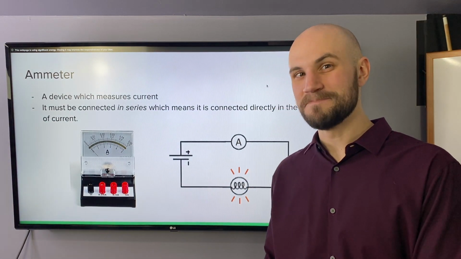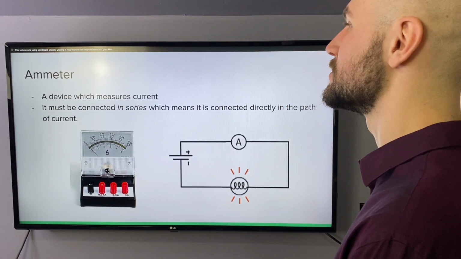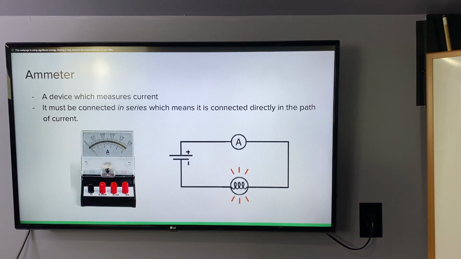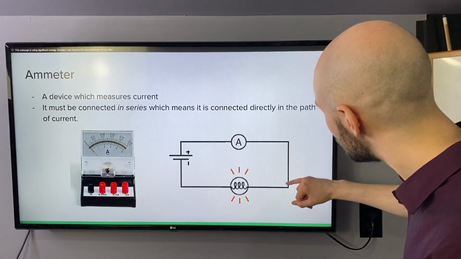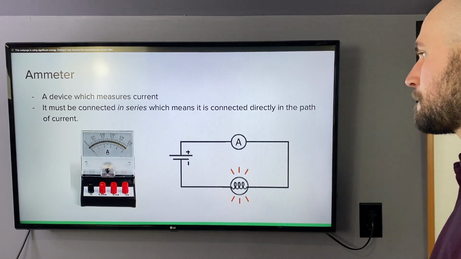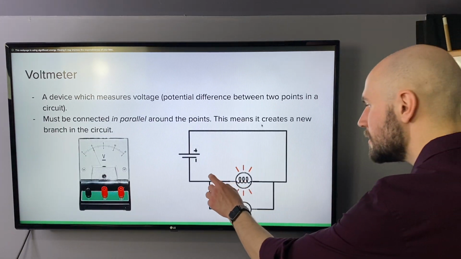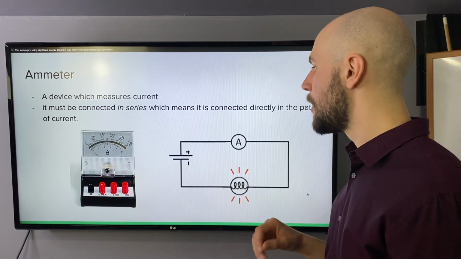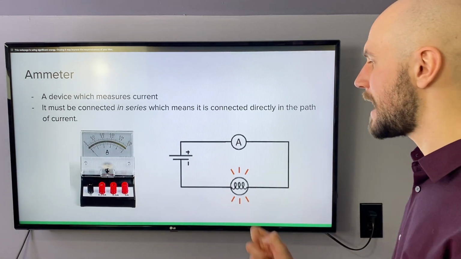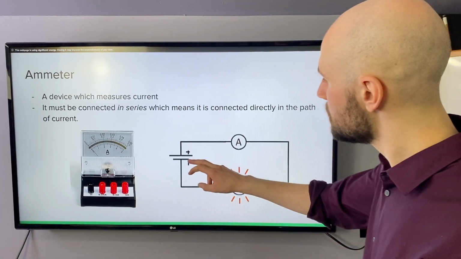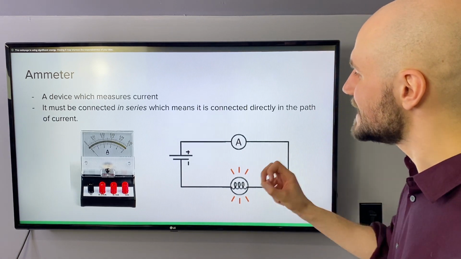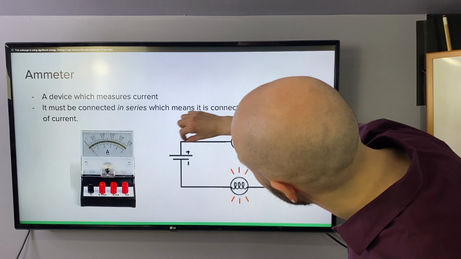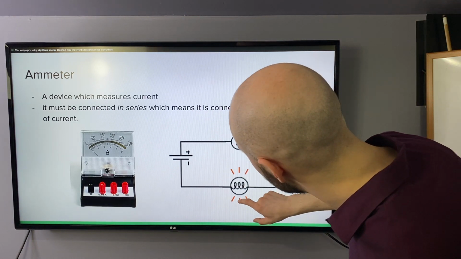An ammeter measures current, measures amperage in a circuit. So an ammeter is a device which measures current, and it must be connected in series, which means it's just connected directly in the pathway of our components. So where a voltmeter was in parallel, making a whole new branch, an ammeter is connected in series. We're going to talk about those terms a little bit more, series and parallel, when we get into more complex circuits. But all three of these components are connected in series, which means if we track the current going through the circuit, it flows through each one after the other.